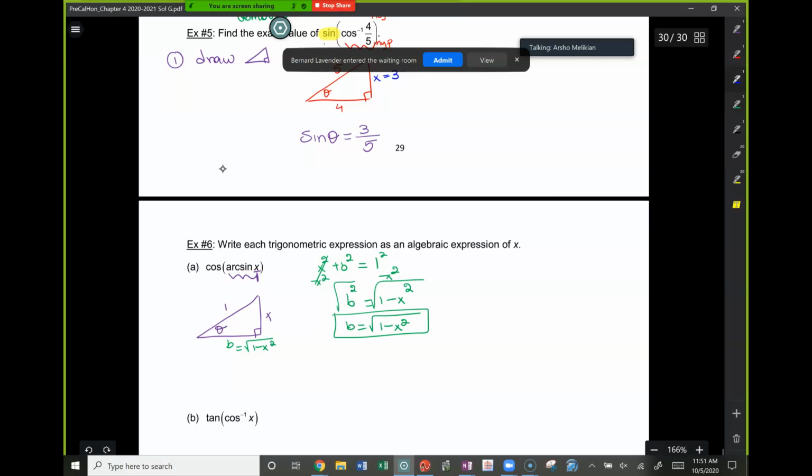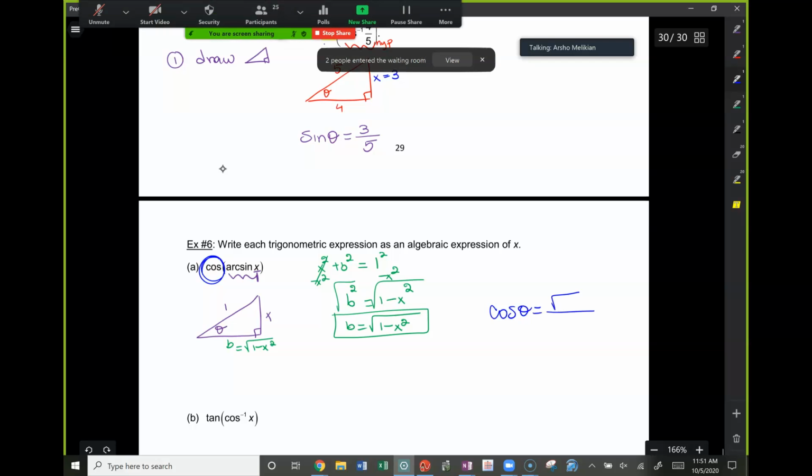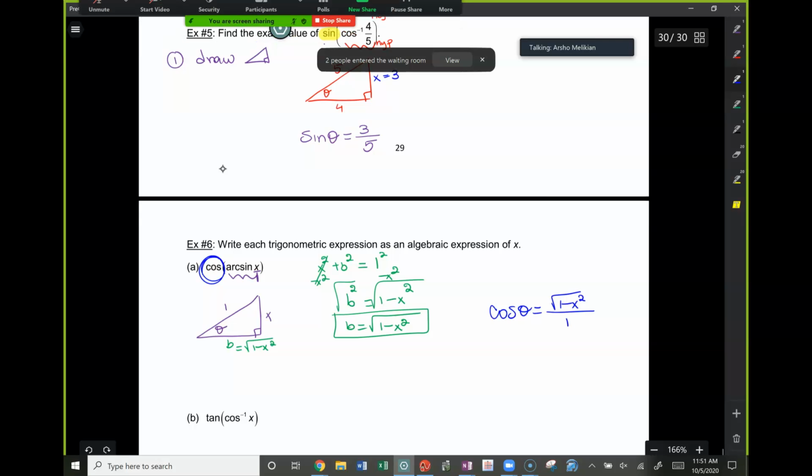So now, if I want the cosine, because that's what it says on the outside, cosine of theta is adjacent over hypotenuse. So that's what it is.